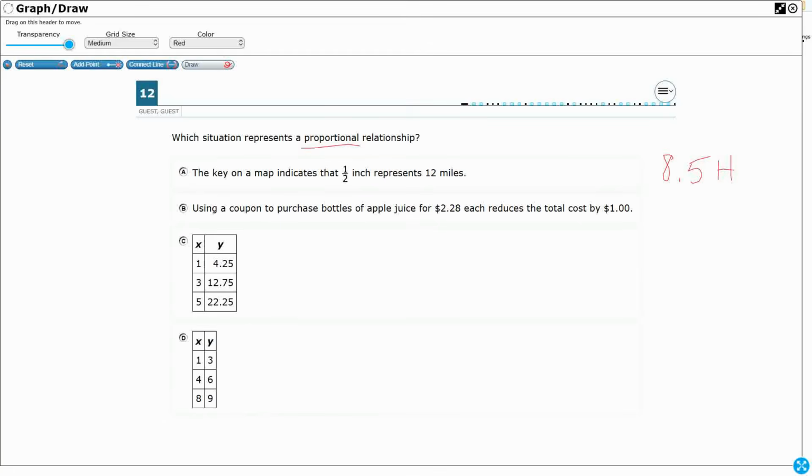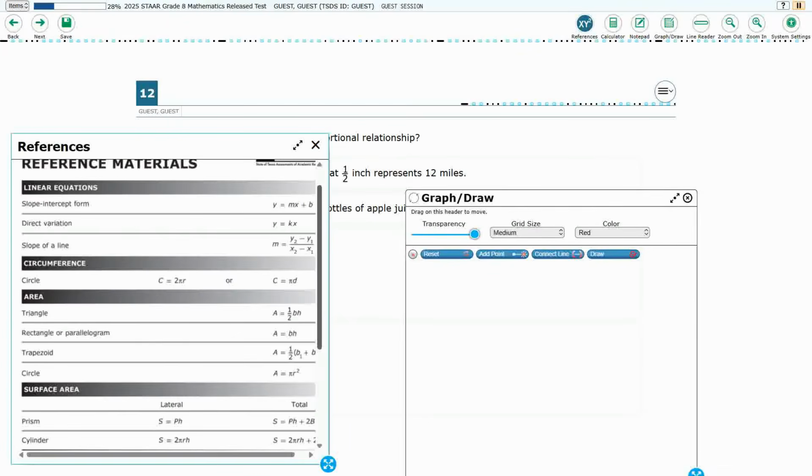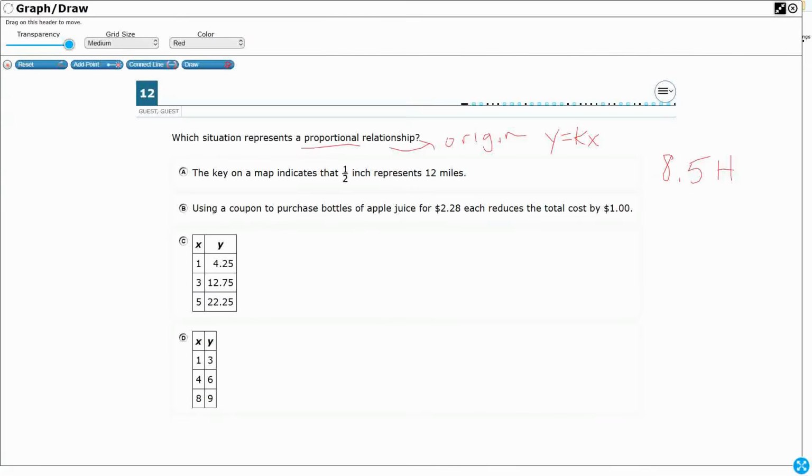So we need to know that proportional relationship means it goes through the origin and it has no separate y-intercept other than the origin, right? So we would use y equals kx. That would be a proportional relationship. We're not going to use y equals mx plus b. So if we look at the very top for linear equations, its proportional relationship is direct variation as opposed to the slope-intercept form. So whether you want to think of it as the origin, whether you want to think of it as direct variation, we need to know that in order for this to make sense. All right, so when we're dealing with word problems in slope-intercept form, there's always a b value.